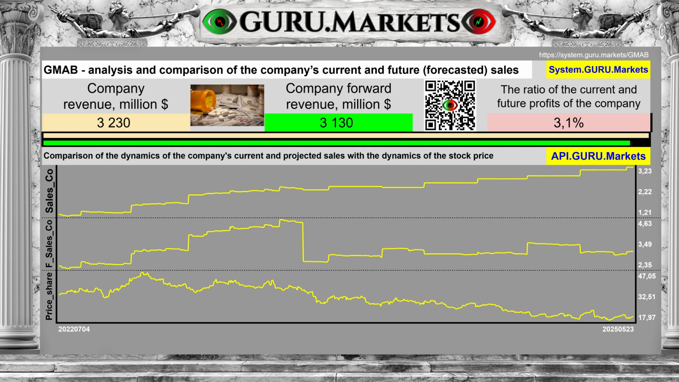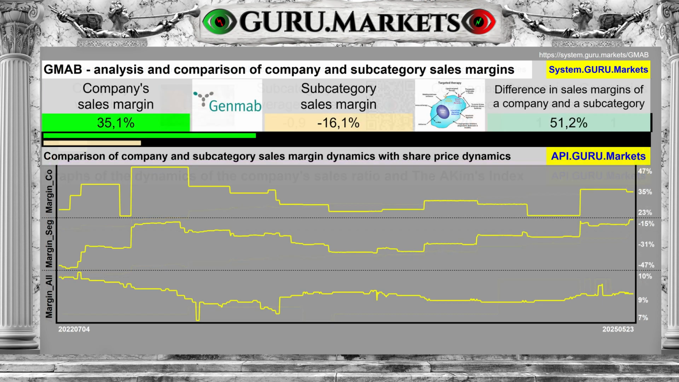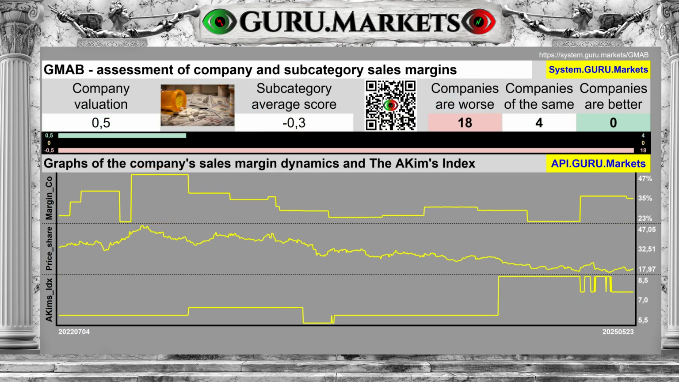Forward revenue for the next 12 months is expected to be $3,130 million, which is 3% less than the current level. Assessment of the indicator of projected future sales volumes in comparison with the indicators of companies in the subcategory: passable, 0 points. The marginality is 35.1%, with the average in the subcategory being -16.1%. The difference between the subcategory average and the company's performance is 51.3%. Marginality assessment compared to the indicators in the subcategory: good, 0.5 points.